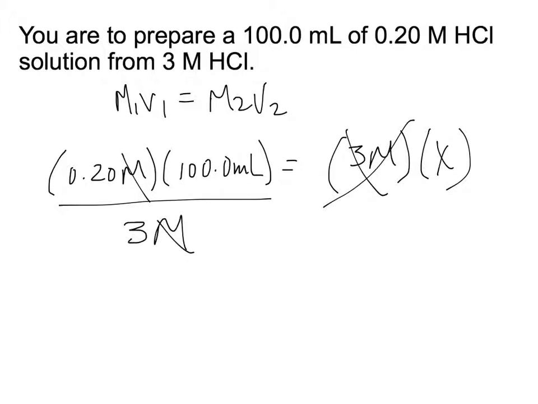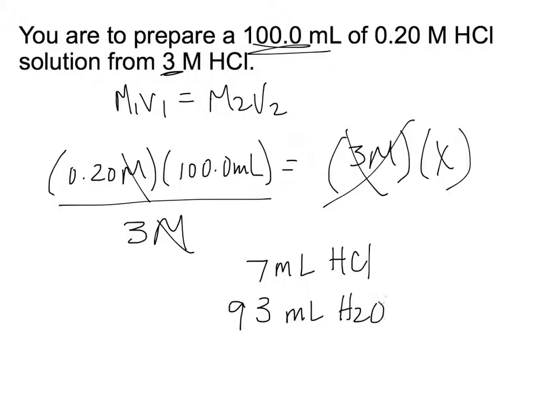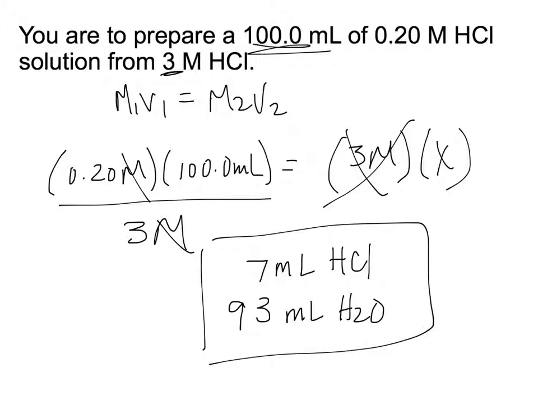Molar cancels. If I take 0.2 times 100 divided by 3, you get like 6.7, but because I only have one sig fig here, I've got to round that up to 7 mils of the hydrochloric acid. And then to make the 100 mils, I would need 93 mils of water. Fair enough? All right.